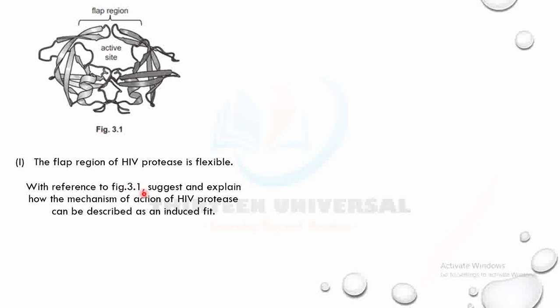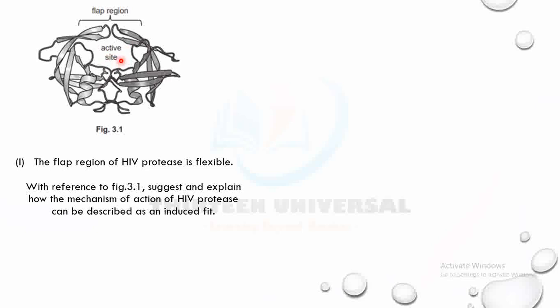With reference to Fig 3.1, suggest and explain how the mechanism of action of HIV protease can be described as induced fit. See, the induced fit showing up again. Alright, so it is flexible. So that means that the active site is not complementary to the substrate, which is the polyprotein. But I want you to pause the video and try to solve it. So as a substrate binds to the active site, the flap region, the active site moulds around it to fit in. Okay, so the ES complex is formed.